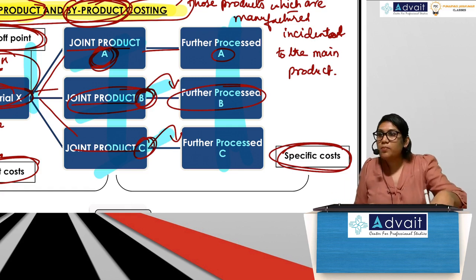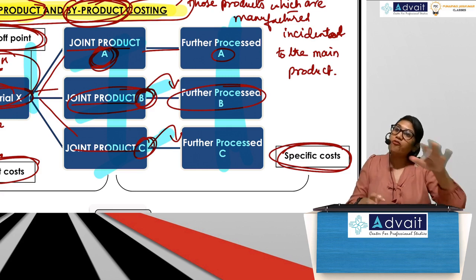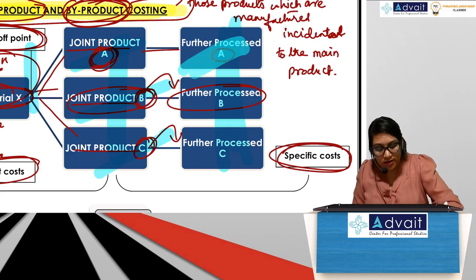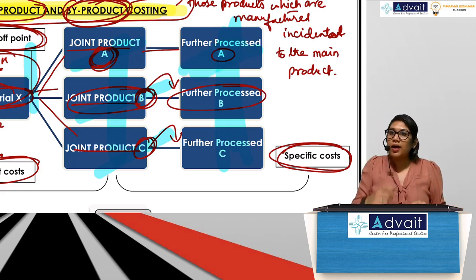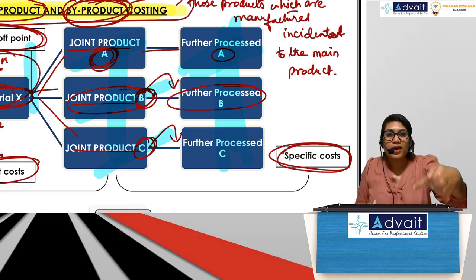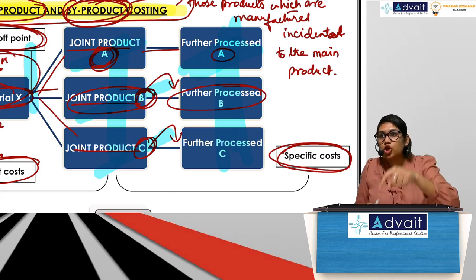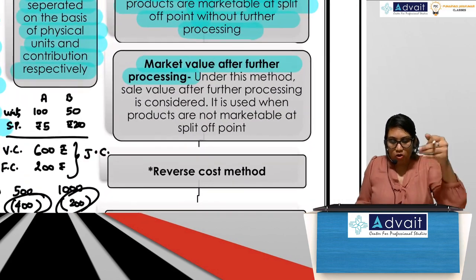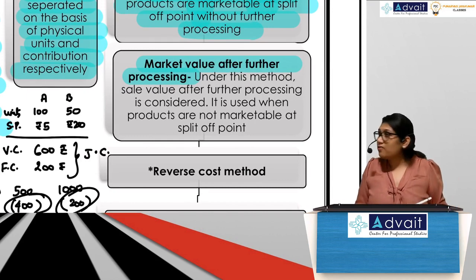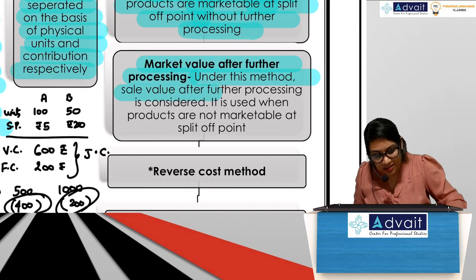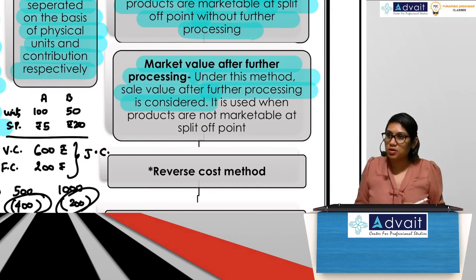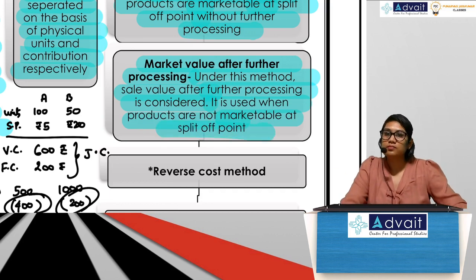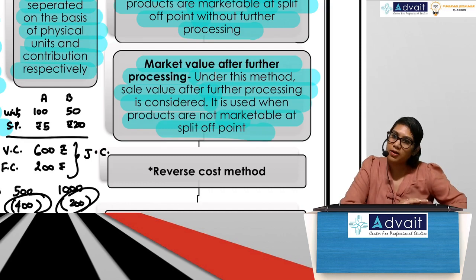So whatever is the selling price per unit for A, B and C after further processing, when I calculate the market value, number of units into selling price will give me the market value. So when I calculate market value for A, B and C and I split the joint cost in that ratio, then it will become this method, market value after further processing. Under this method sale value after further processing is considered. It is used when products are not marketable at split off point. Guys, is it okay? Everybody?